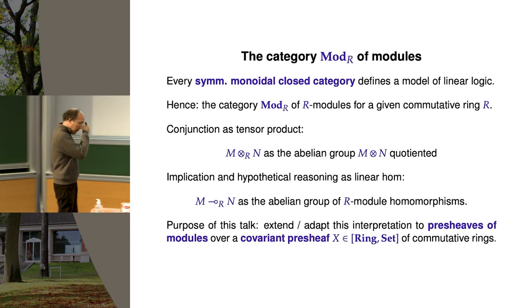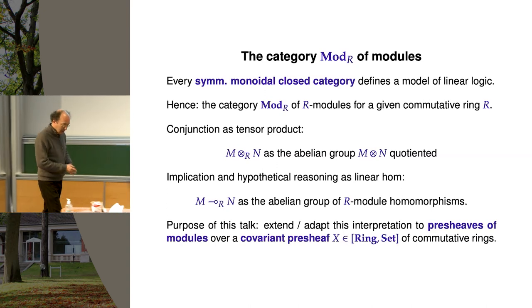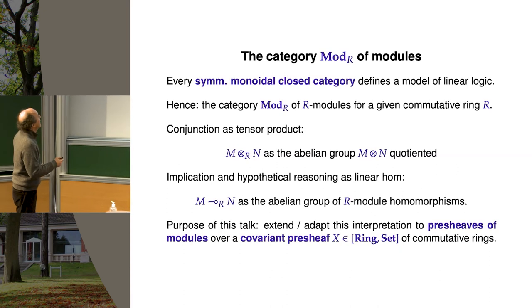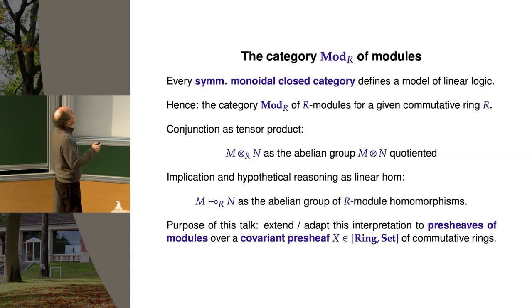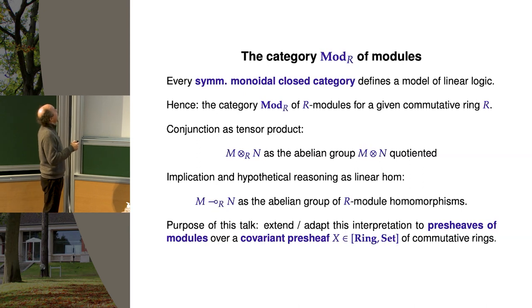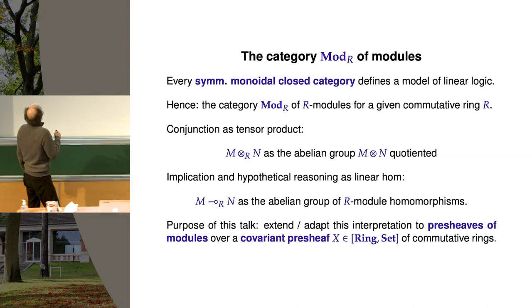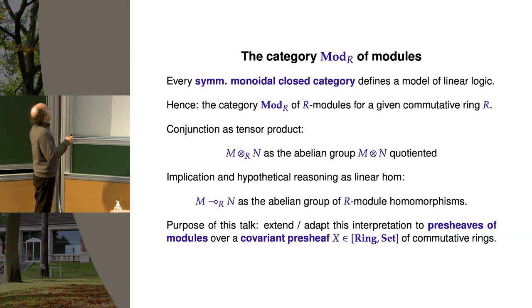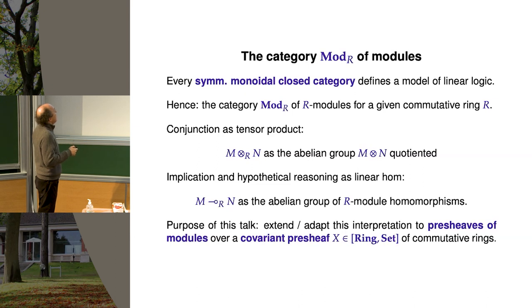So linear logic is really a very, very simple primitive logic, which you can think of as the logic of tensor and some linear kind of implication. So in particular, every symmetric monoidal closed category defines a model of linear logic. A typical example that you should keep in mind here is the category of R-modules for a given commutative ring R. So conjunction in the logic is interpreted as the tensor product, which is here the abelian group quotiented by the relations R. And implication, which comes with conjunction and which is used in logic for doing hypothetical reasoning, is interpreted as the linear hom, which is here the abelian group of R-module homomorphisms.